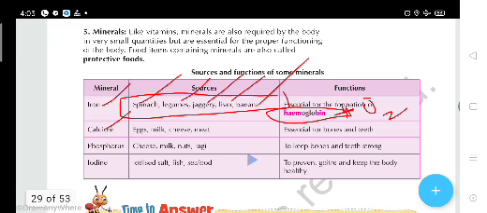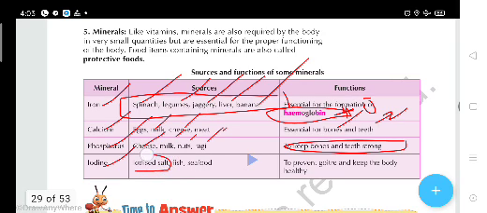Next, calcium, which is present in egg, milk, cheese and meat, is essential for the bones and the teeth. Phosphorus, found in cheese, milk, nuts and ragi, keeps our bones and teeth healthy. Iodine, which is present in iodized salt, that is table salt, fish and seafood, prevents goiter and keeps the body healthy.